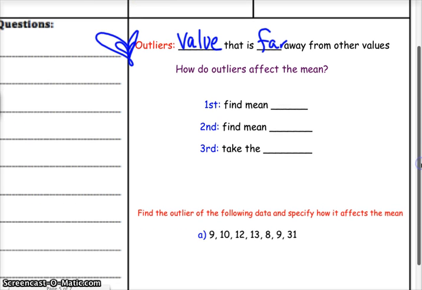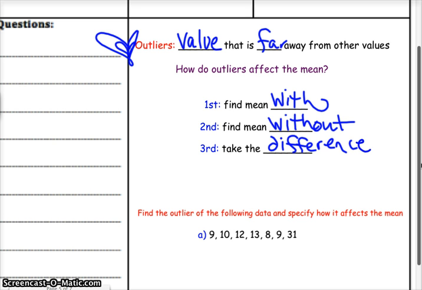So we can analyze how outliers affect the mean. What you do is find the mean with it, and then you're going to take them out and find the mean without it, and then you take the difference. So you find the mean with it, find the mean without, and take the difference.